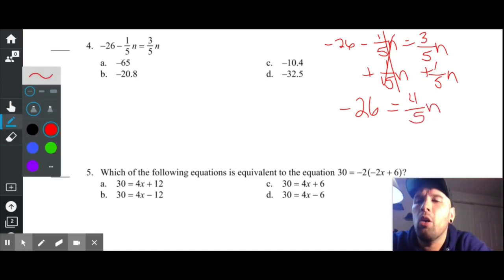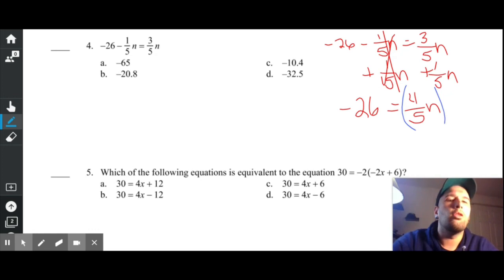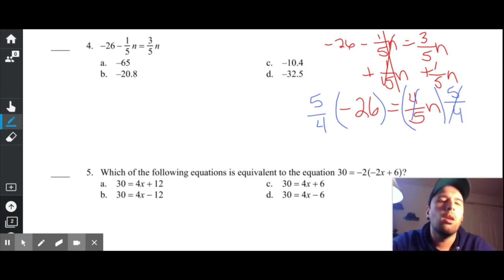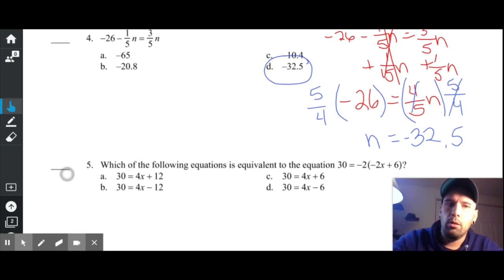In order to get n all by itself, we've got to get rid of the fraction. Instead of dividing by a fraction, I'm going to multiply by the reciprocal. So I'm going to multiply both sides by 5 over 4, cross that out, cross that out. n is going to equal negative 32 and a half. I'm going to be honest, I didn't know that. But what I do know is that 5 over 4 is a little bit more than 1. And so if I multiply 26 by a little bit more than 1, I'm going to get a little bit more than 26. And the only logical thing that could be is that. Now, I could use a calculator, but who needs one of those?